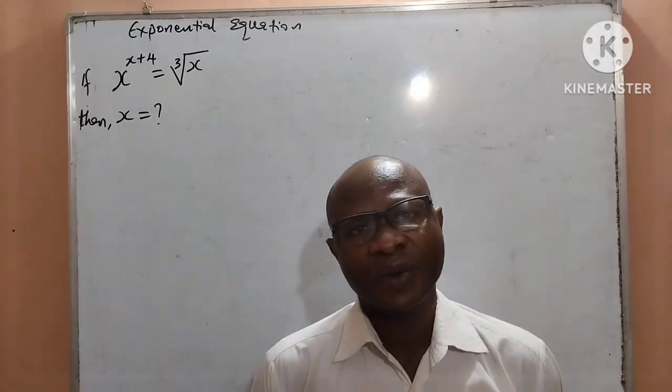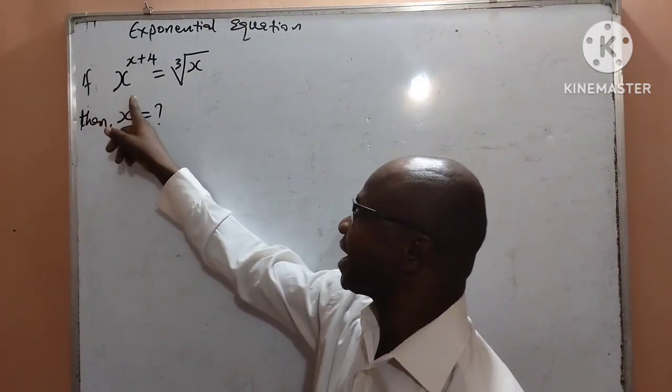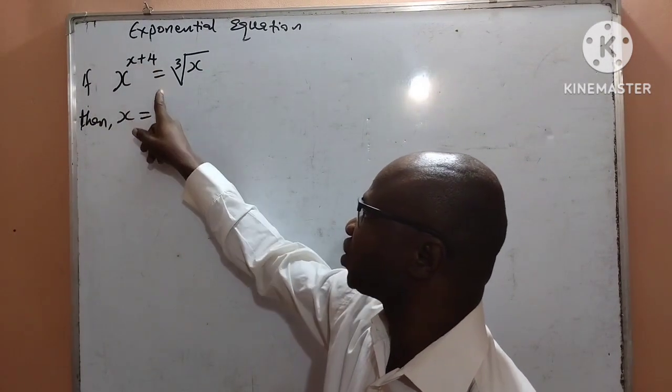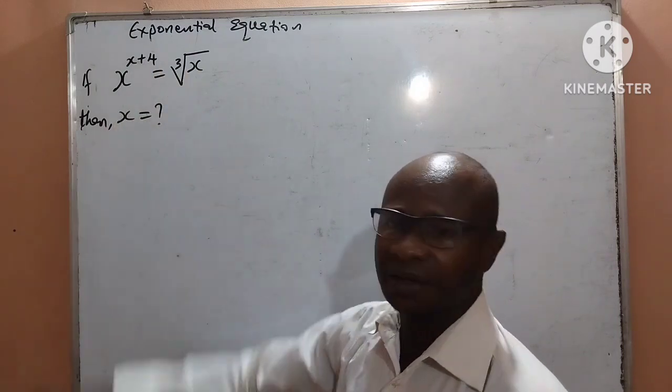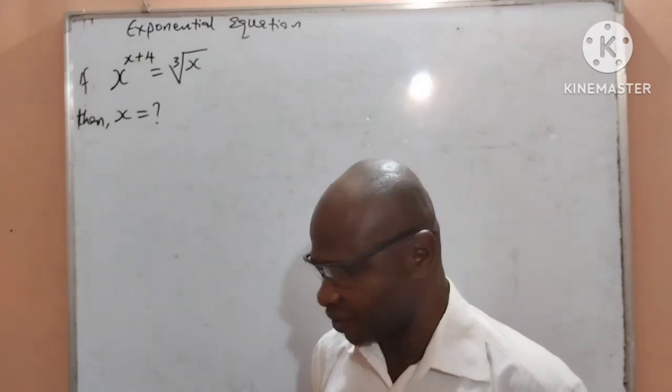We want to solve the question we have written on the board, an exponential equation. If x raised to power x plus 4 is equal to the cube root of x, then what is the value of x? Let us solve. It is going to be a brief video.